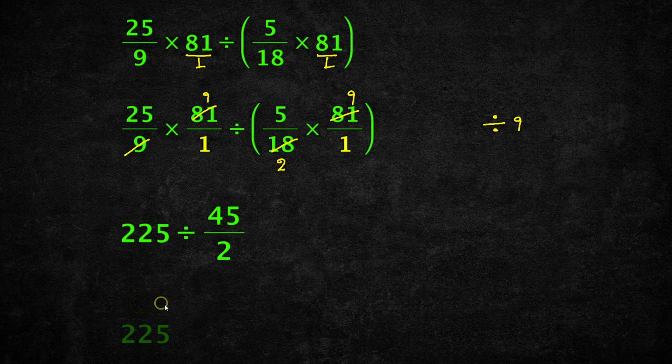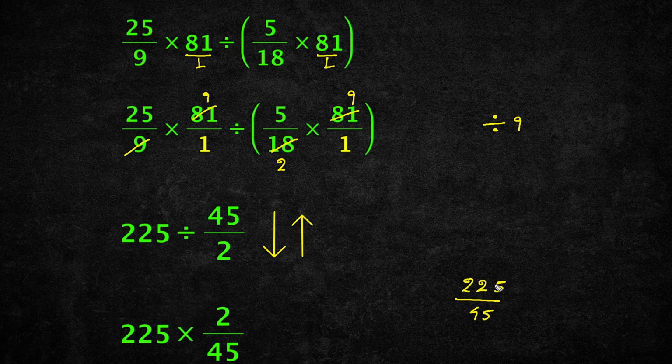According to the fraction rule we have learned, switch the sign to multiplication and flip the fraction, flip the numerator and denominator. So the division sign is changed to multiplication. 225 divided by 45 over 2 becomes 225 times 2 over 45. You can do the division in one go, or we can do it in two steps, just to be clear that we are okay.